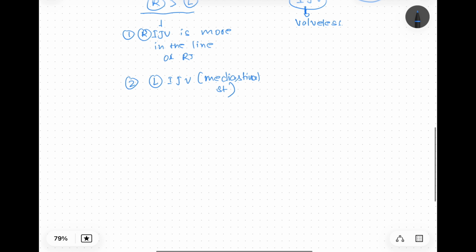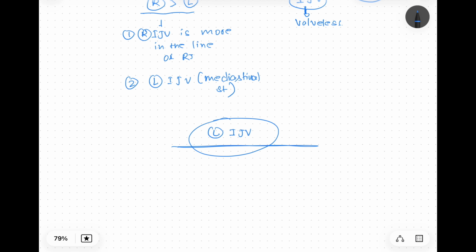Now, in some circumstances we can use the left IJV. Can you enumerate some circumstances where we can use the left IJV? First, if you have placed a CVC on the right side. Second, if you have a thrombus in the right IJV.